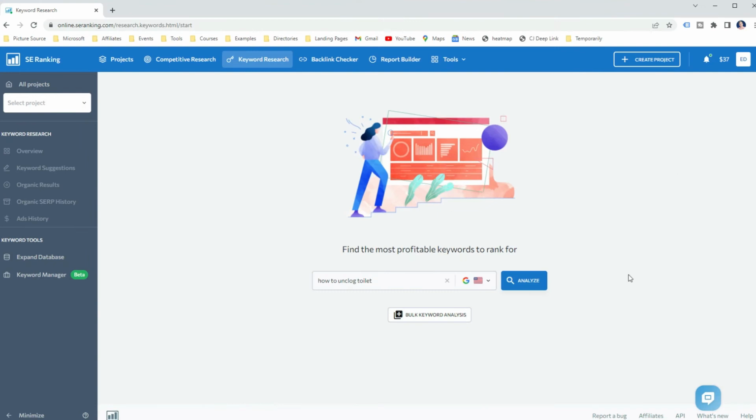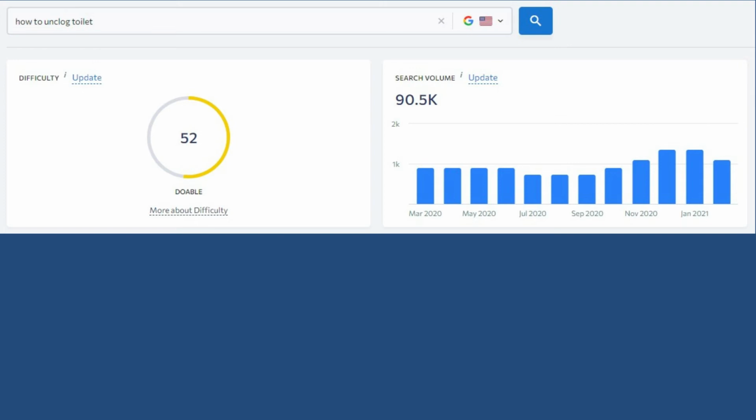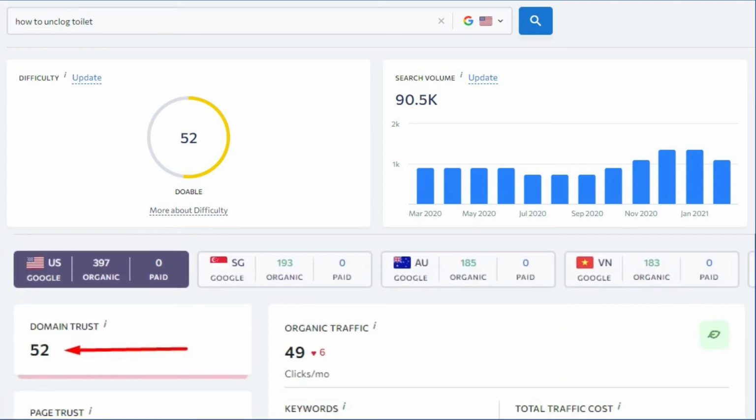For example, let's say you want to rank for the keyword how to unclog toilet. So you pop it into the keyword research tool to see the keyword difficulty. According to SE Ranking, this keyword has keyword difficulty 52. Now, if your domain trust is 52 or higher, you should be able to rank in top searches for this keyword. However, you must remember that Google does not rank websites but pages.